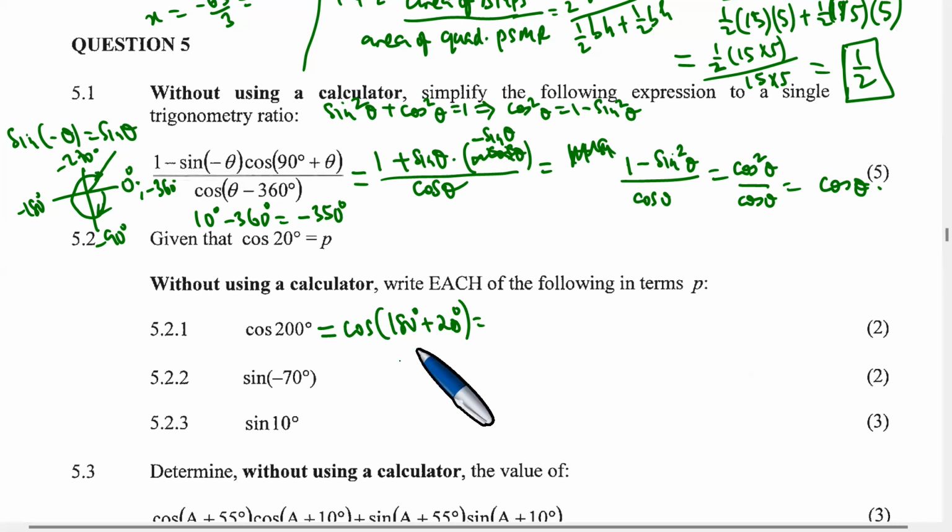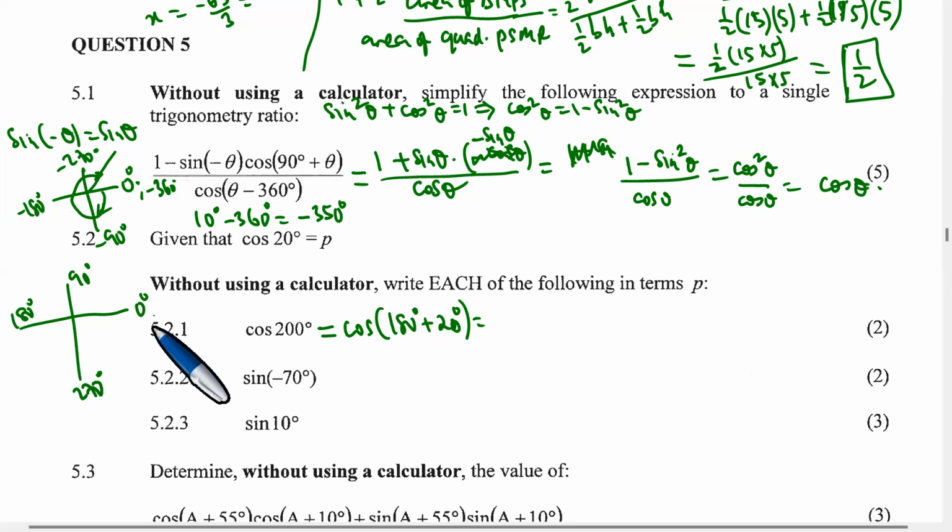In which quadrant is 180 plus? Let's draw a small Cartesian plane. This is positive 180, so you're going to do positive angles, like 180 degrees, 270 degrees, 360 degrees. So 180 plus, in which quadrant is that?